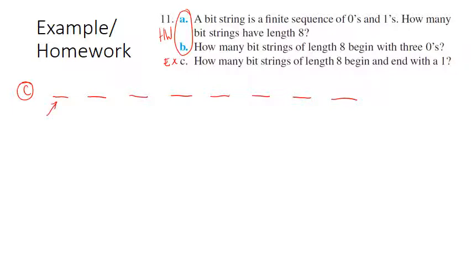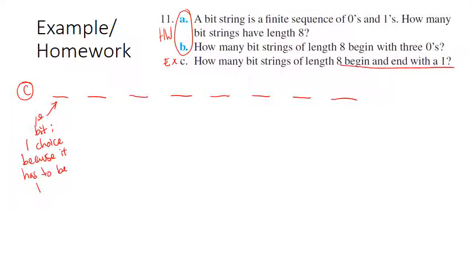Okay, so this is my first bit right here. And how many choices do I have for my first bit? Well, I've been told that the bit string does need to begin with a 1. So this is going to be 1 choice because it has to be 1. Okay, that's told to me in the problem.